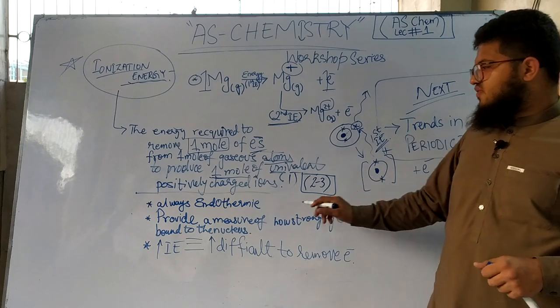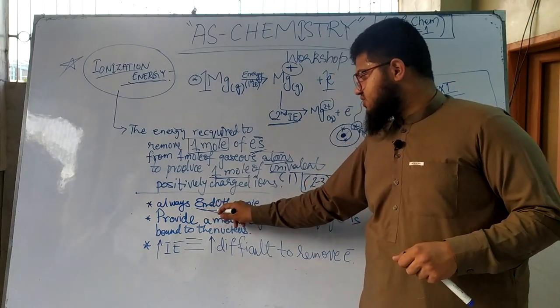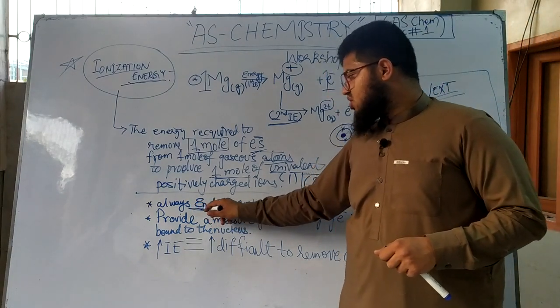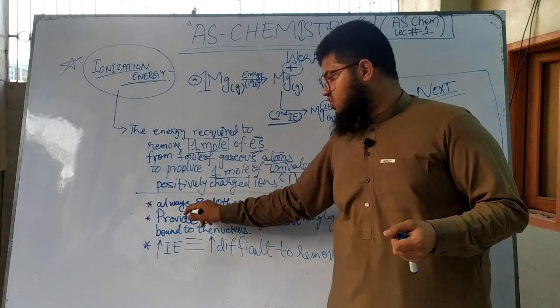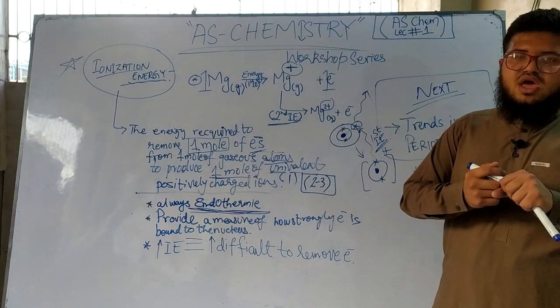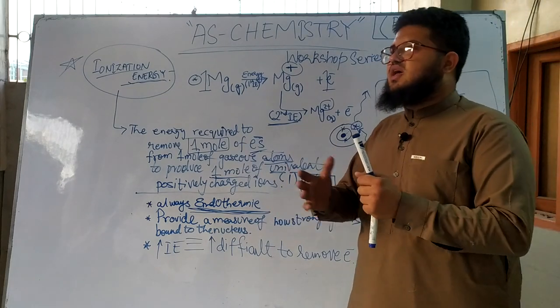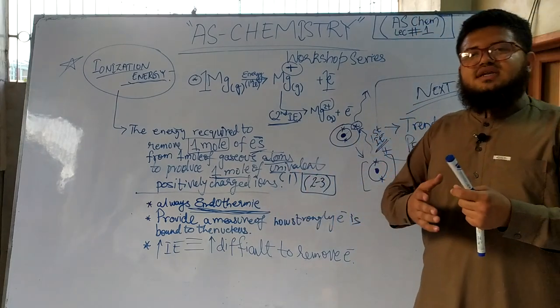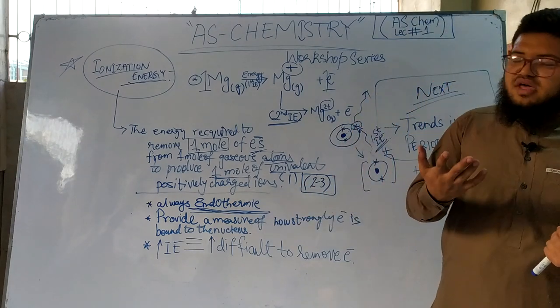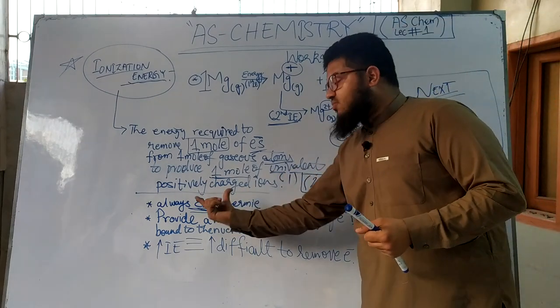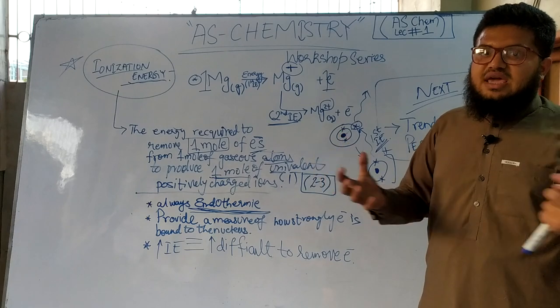Now a few properties or important points that you must note regarding ionization energy. It is always endothermic. Endothermic means it will always absorb energy. In simple terms, the definition of endothermic is that the energy absorbed in bond breaking is greater than the energy released in bond forming. That's another definition that you guys might have learned in your O levels. But endo means absorbing or taking in.